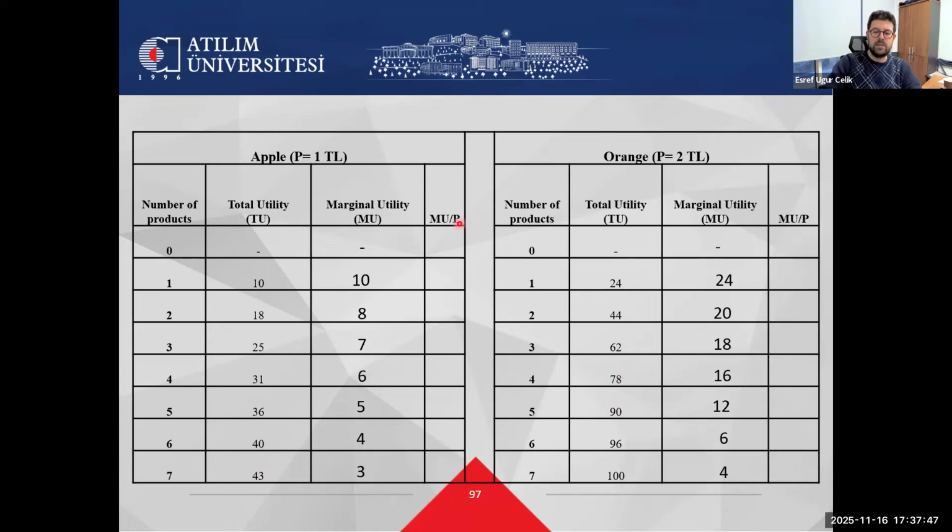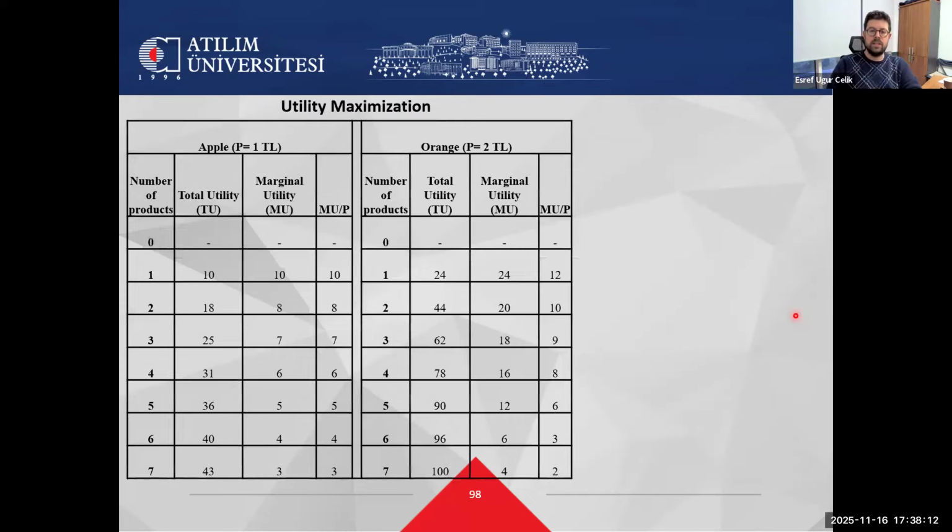Then we can divide by the price, 1 for apple, 2 for orange. 10 divided by 1 is 10, 8 divided by 1 is 8. It's going to be like that. For the orange part, we divide by 2: 24 divided by 2 is 12. Then it's going to be like that. Okay, this is the first part of the story.